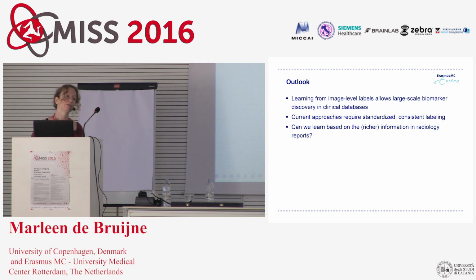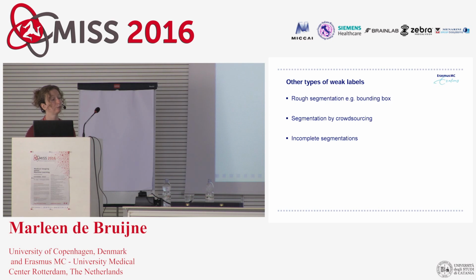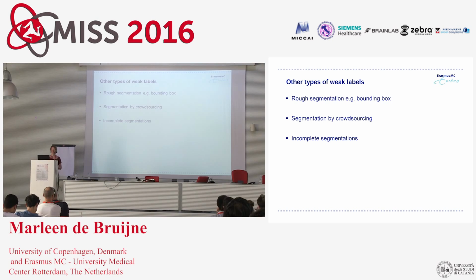So I've only talked about image level labels, which is a very important source of weak labels. I wanted to briefly touch upon other examples of weak labels in case you had expected something completely different from this lecture. People have been working with rough segmentations, for instance, just a bounding box around a pathology or around an organ that you want to segment. Not a complete segmentation, but just a bounding box.